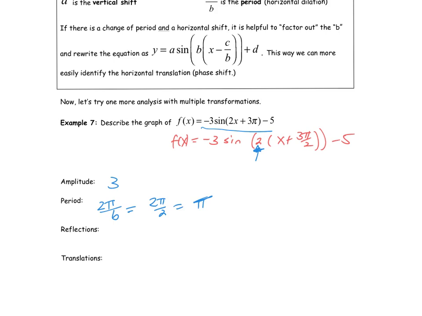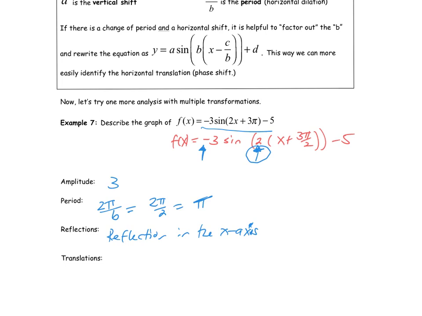Reflections are going to come if we have a negative outside the function, which will be a reflection. In this case, we have a reflection in the x-axis because we're multiplying y values by negative 1. We don't have a reflection over the y-axis because we don't have a negative factor. Actually, that's probably the wrong place to put it. B is positive. If b were negative, then we would have a reflection over the y-axis.